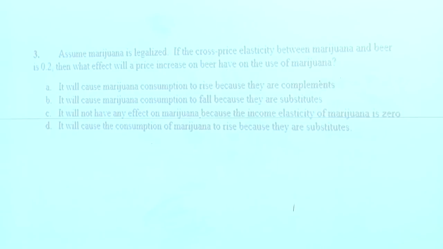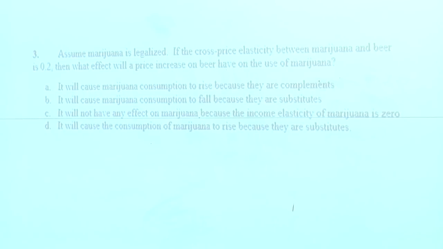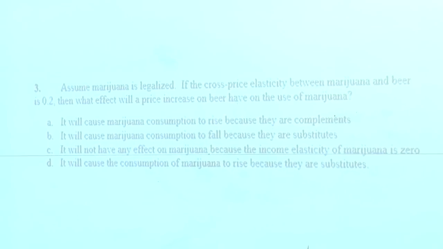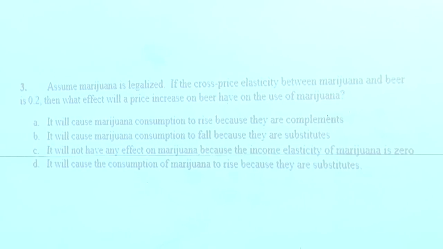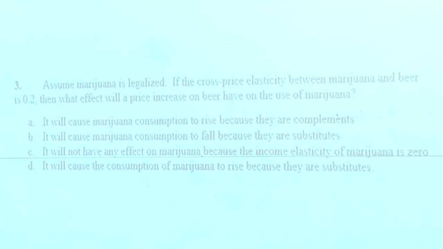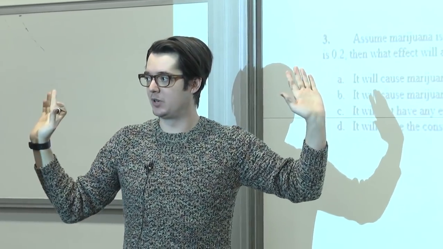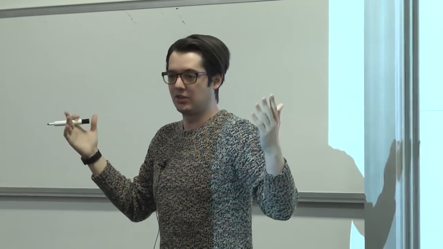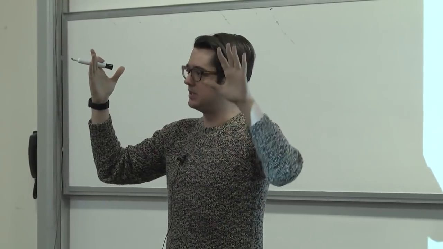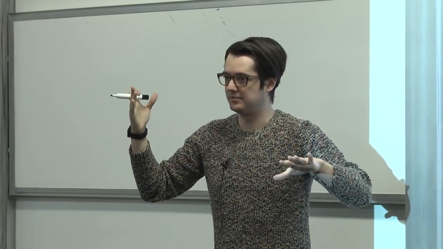Yeah. They should be substitutes. So as the price of one goes up, the demand of the other goes up. Right? That's what we mean. We have a positive cross-price elasticity if they're substitutes. What would it mean if it was negative 0.2? Yeah, they're complements. As the price of one goes up, the demand for the other one goes down.